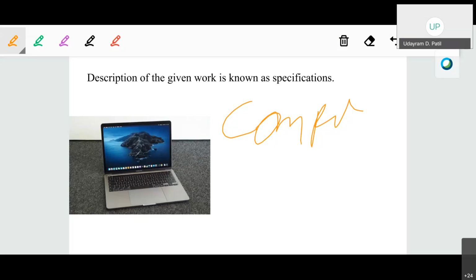Next is whatever hardware that particular item uses, whether it is 8 GB RAM or the HDD, the hard drive of that particular laptop.